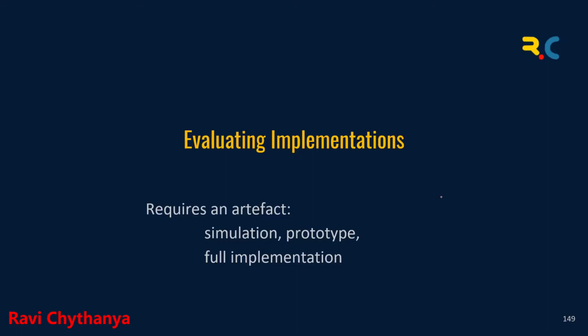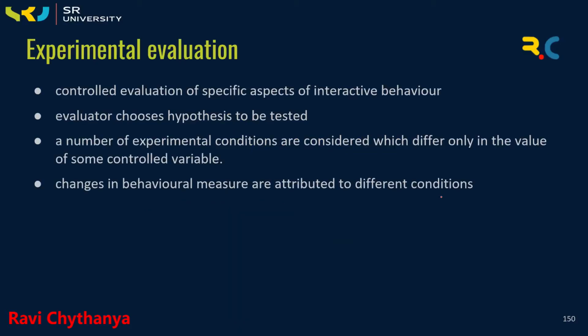Okay, and evaluating implementations. Here the evaluation in terms of the implementation requires an artifact and simulation. You are going to have a prototype, you are going to have a full implementation. Okay, so experimental evaluation: you are going to have a controlled evaluation of specific aspects of the interactive behavior. So you are going to evaluate in terms of experiments. You are going to have a hypothesis, and the hypothesis is going to be tested and checked for flaws in the system or not.